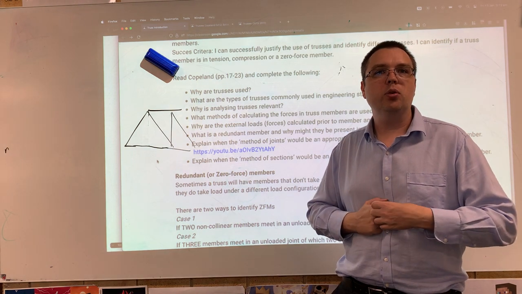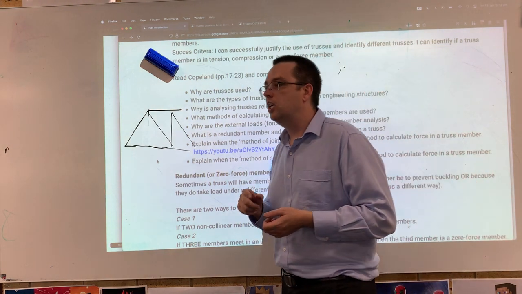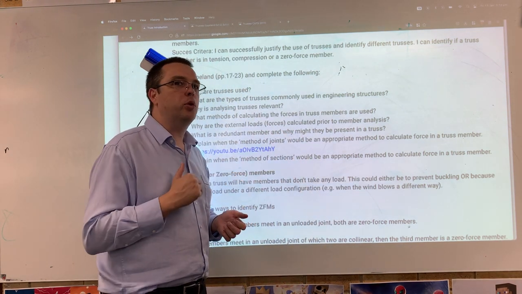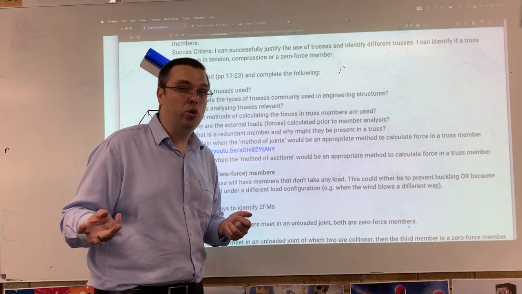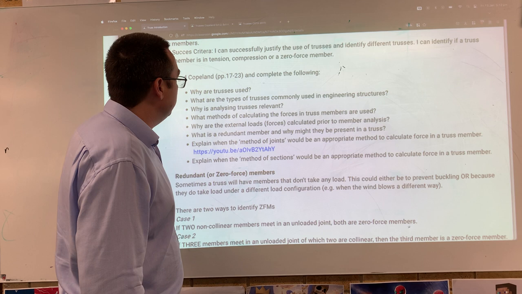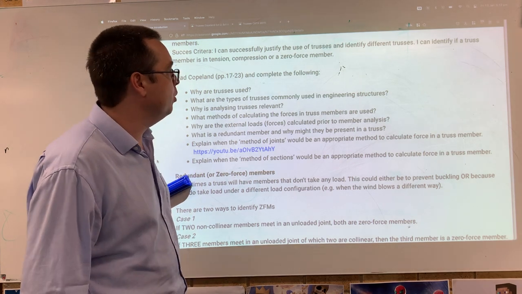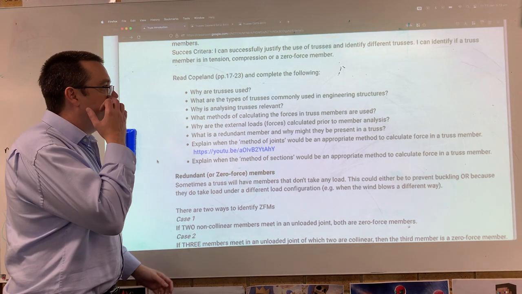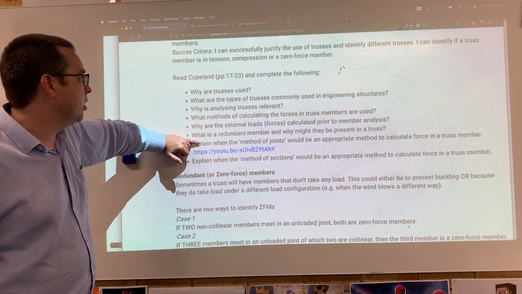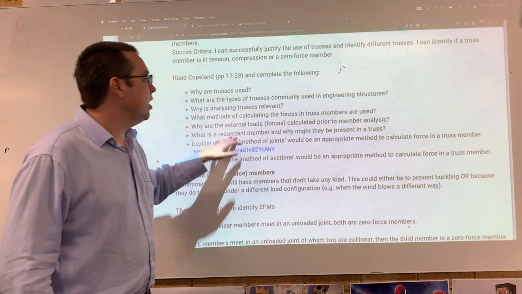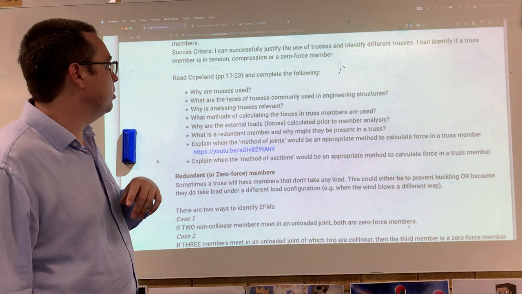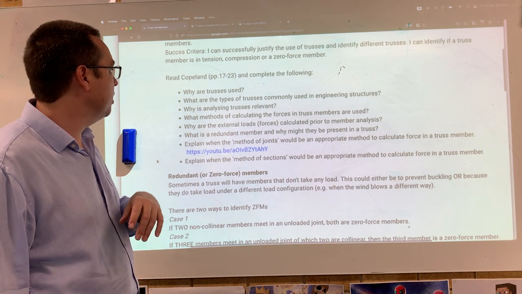So all things being equal, the problem with tension is tension doesn't deal with holes. When you drill bolt holes, all of those bolt holes are points of weakness for tension. They're not a point of weakness for compression. That's a little bit of an extra bonus piece of information for you. Unlikely to get that at the HSC level, but I've seen questions like that, especially in independent trials. Okay, so they're called redundant members or zero force members. Okay, so we're going to do some work on zero force members in a second.